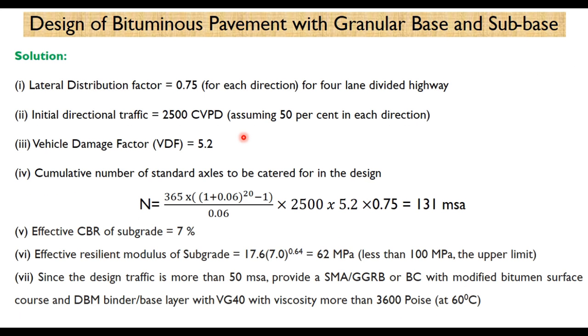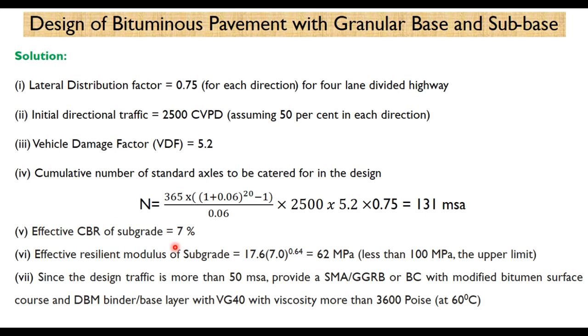So the solution is like this. Lane distribution factor for a 4-lane divided highway is 0.75. Initial traffic in one direction will be 2500 CVPD. Vehicle damage factor is given as 5.2, and therefore we can calculate the cumulative number of standard axles to be catered for the design, and that is 131 MSA.